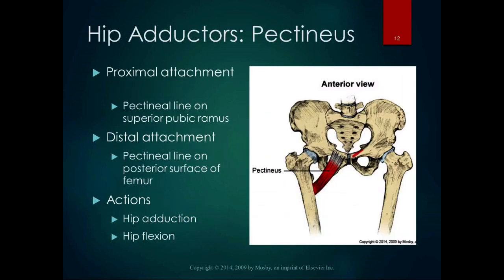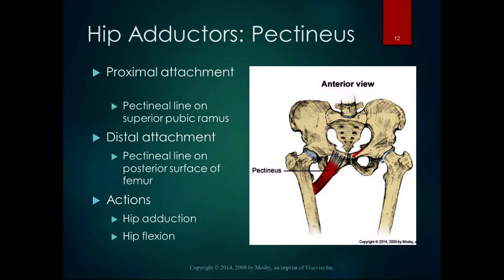So on the other side of the coin, the hip adductors, the pectineus. There's always got to be an oddball, and the pectineus is a little bit of an oddball. Its proximal attachment is the pectineal line on the superior pubic ramus. It is the most proximal attachment of any of the hip adductor muscles. The distal attachment is the pectineal line on the posterior surface of the femur.